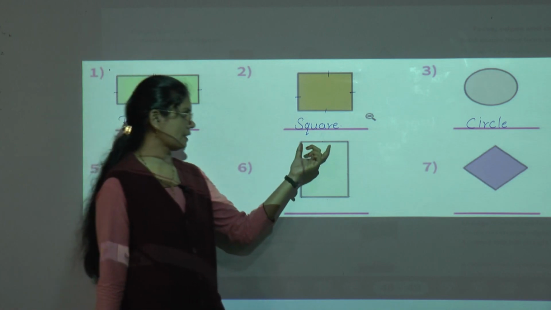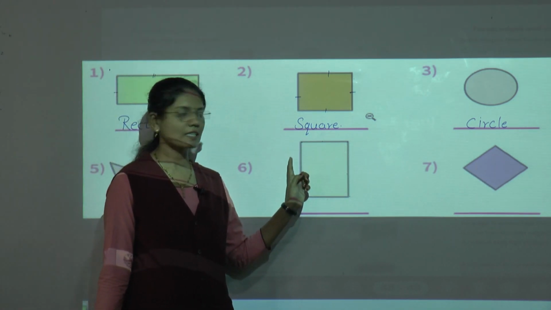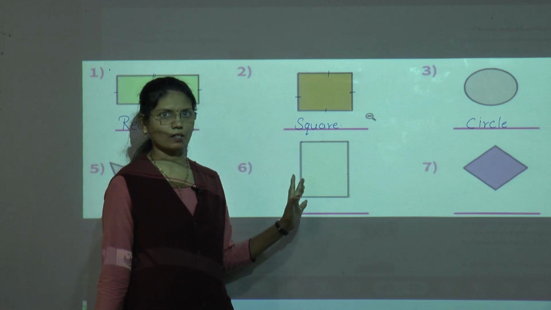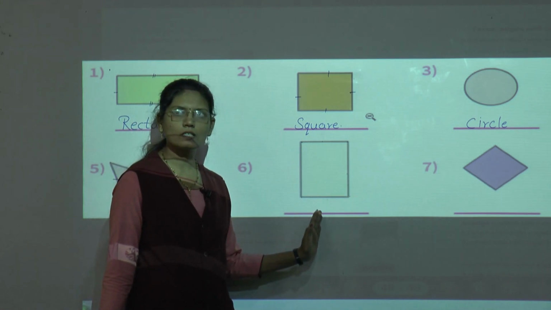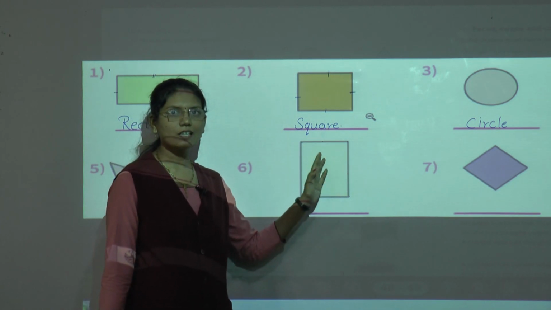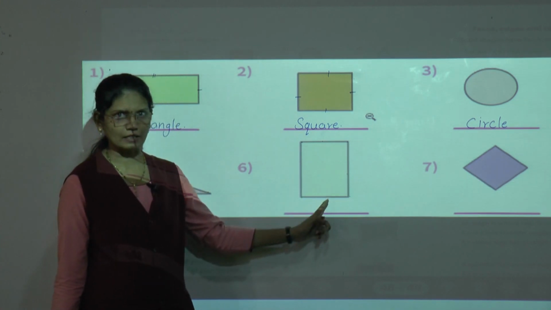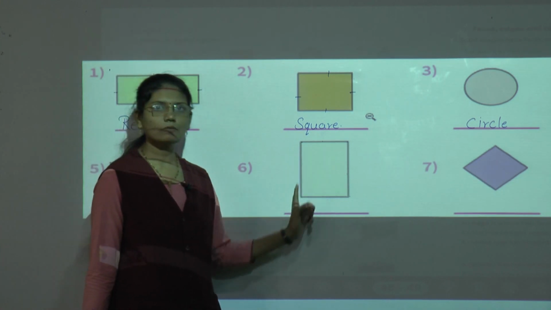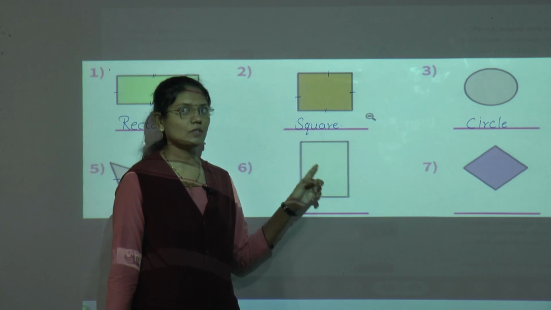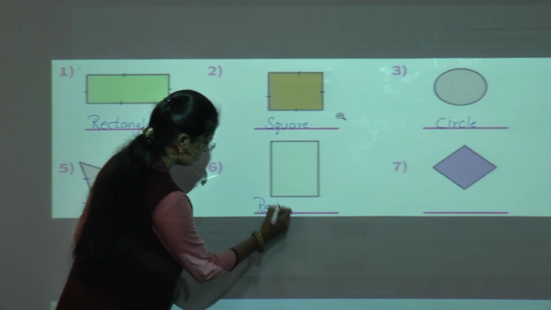Okay. Now let us see. See this side. If we see this shape, we can say all the sides are not equal. Then we will see the opposite sides. Now see the opposite sides. In this shape, opposite sides are equal in length. So if the opposite sides are equal, then which shape is it? Yes, it is a rectangle.